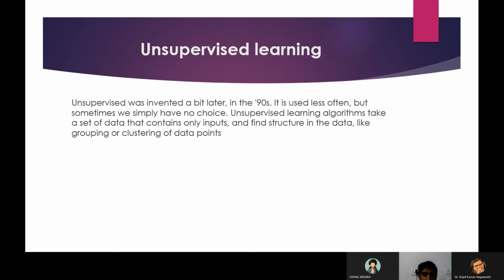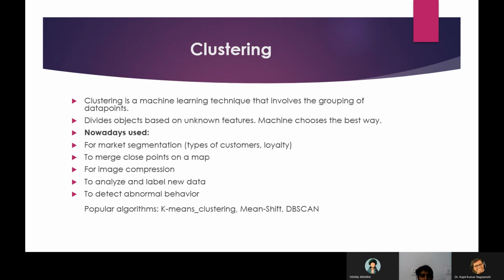The next is unsupervised learning. It was invented in the late 90s. It is not used often, but sometimes we simply have no choice. An unsupervised learning algorithm takes a set of data that contains only inputs and finds structure in the data, like grouping or clustering of the data points.